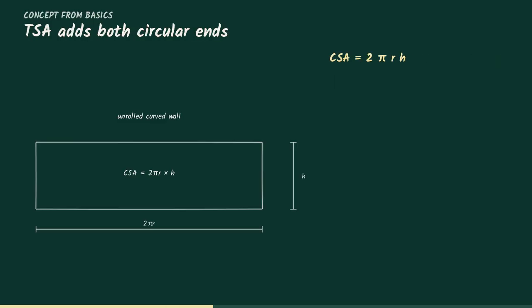Total surface area, or TSA, adds the 2 end circles. Each end is the base disk, so both ends contribute 2 of those, and the neat form is 2 pi r times (h plus r).